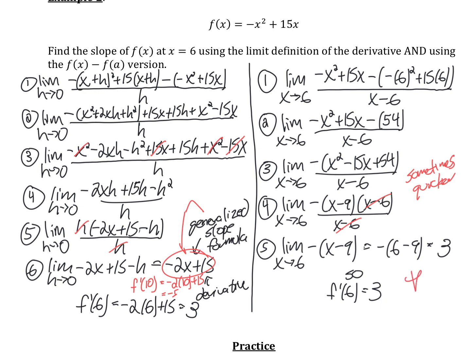Using this version over here, you don't get a generalized formula. You have to go through that whole process for every single point you're trying to find it at. So I would say certainly if you're trying to find the slope at multiple points on the same function, you definitely want to use the x plus h version. If you're finding it at one singular point, then perhaps the x minus a version is better.